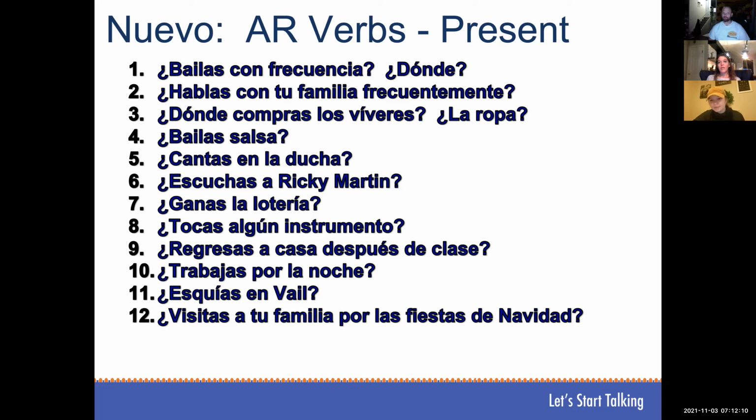La ropa. Compro la ropa, or do I say mi ropa? Compro la ropa. Compro la ropa en, what is this? Centro comercial. En el centro comercial. Carly, ¿bailas salsa? Sí, bailo salsa con mi esposo. ¿Cantas en la ducha?